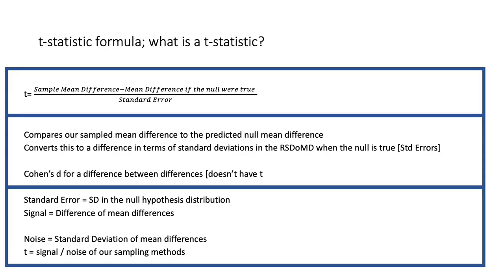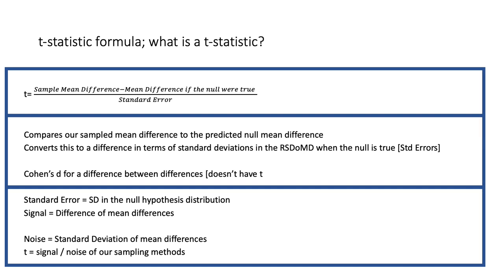So what is the t-statistic formula? Conceptually, we have to think about this because we already have it calculated. Let's just think about what it's showing us. We have a sampled mean difference. That's our experimental signal, minus the mean difference if the null were true. Well, we know that's 0. 99.9% of the time it's 0. Sometimes it's not, but we're not going to get into that 0.01% of the time.